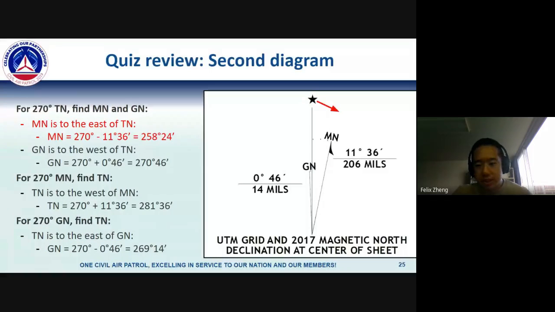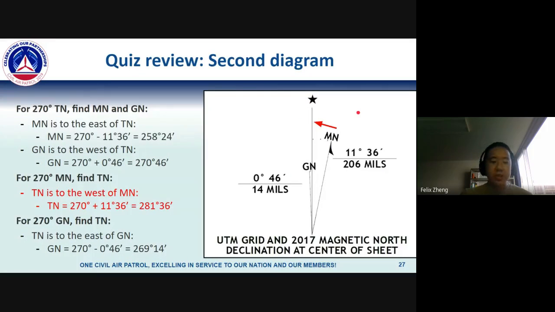Now, the second diagram on the quiz went over pretty much the same process. We saw that magnetic north is to the east of true north, so you want to subtract. The difference is grid north is now to the west of true north, so now you need to add that difference.